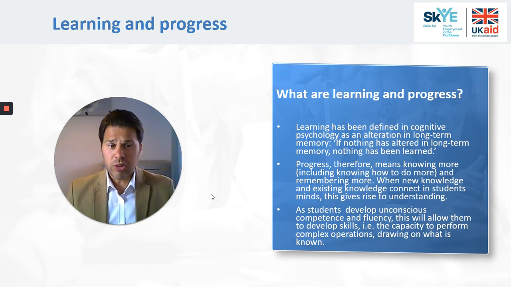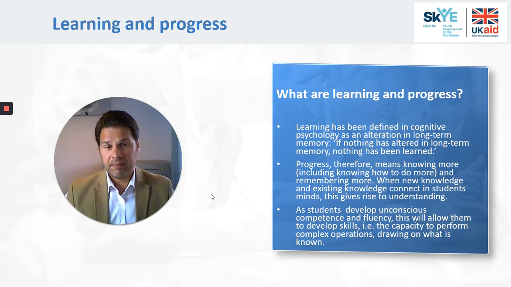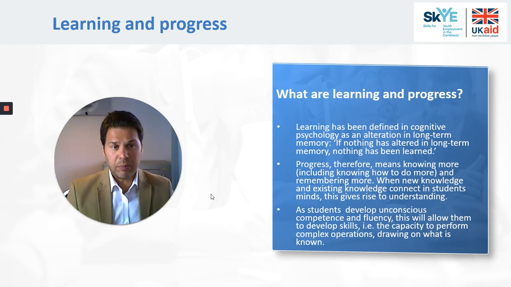So as a student develops through this process, learning something and progressing, they develop some unconscious competency and fluency. Now, unconscious competency and fluency allows them to develop skills. So, for example, they can draw down the capacity to do complex technical skills, drawing down on what they know. So what have they learnt and how they can apply that into the situation. So it's really a key thing here about students in terms of learning and progress.